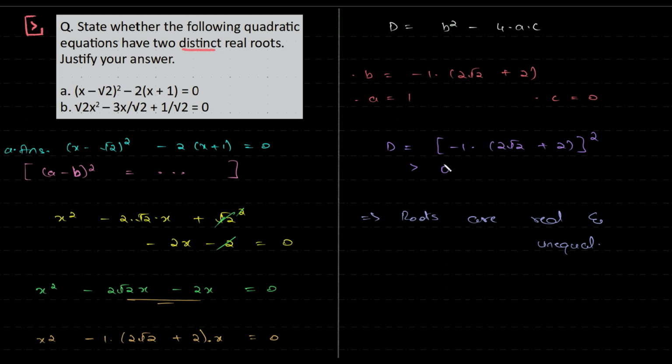So what did I do? I didn't simplify this. This is a funda, this is what I wanted to show you guys. I might end up with a complicated expression, but I know the square of any real number will be more than 0. The square of any real number will be more than 0.